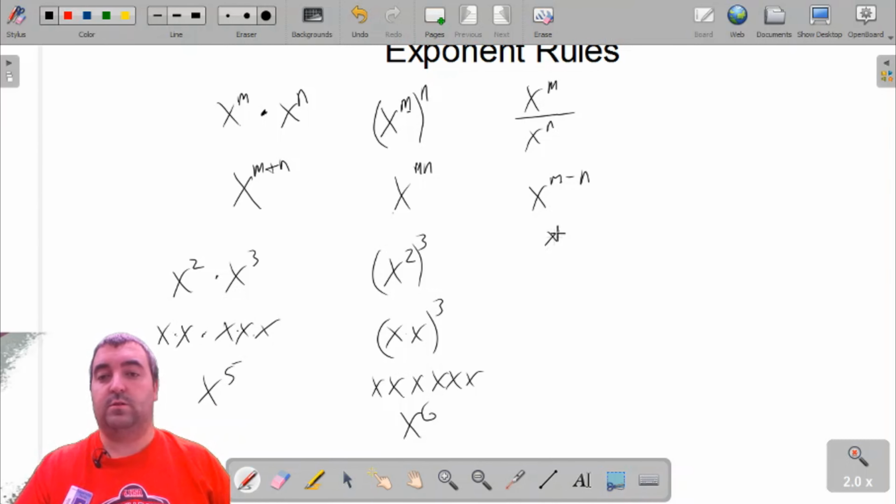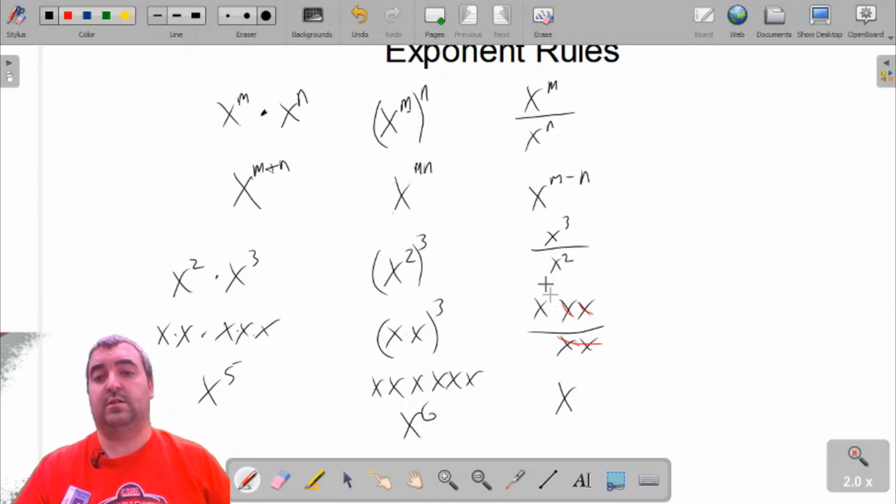So just to see it, x to the third over x squared, it's really x times x times x over x times x. And because it's all multiplication, common factors cancel, and you're left with x, and really it's just x to the first. You don't have to write the 1, but I'm writing it just so you can see, oh, 3 minus 2 is 1. Okay?